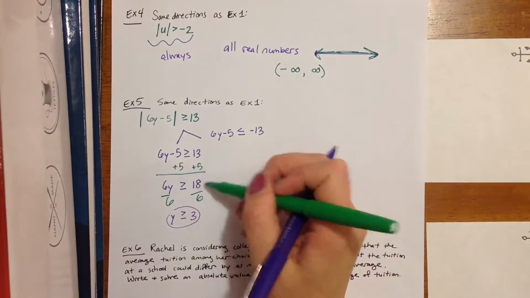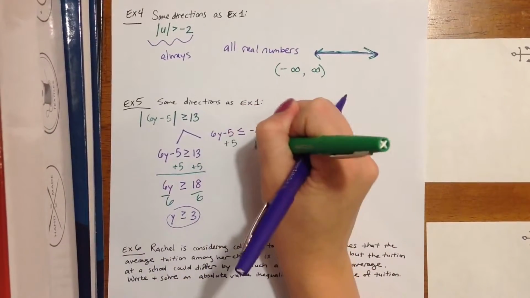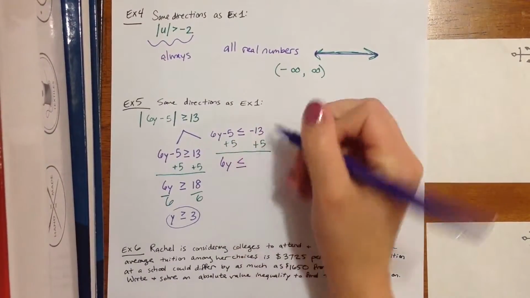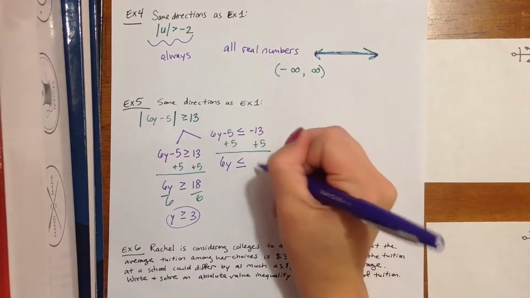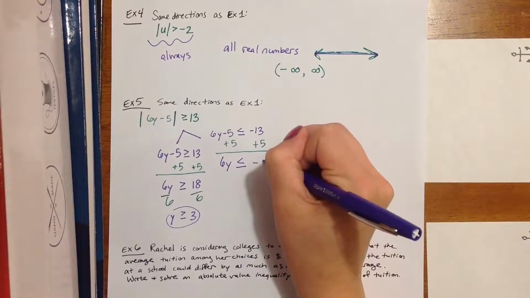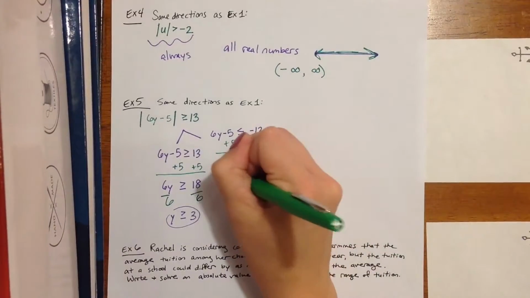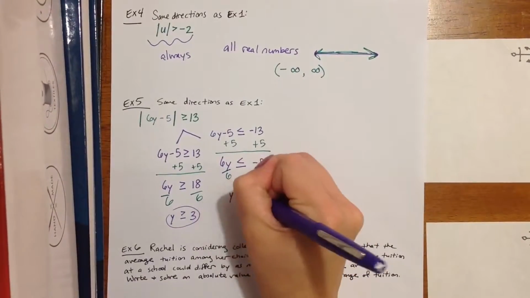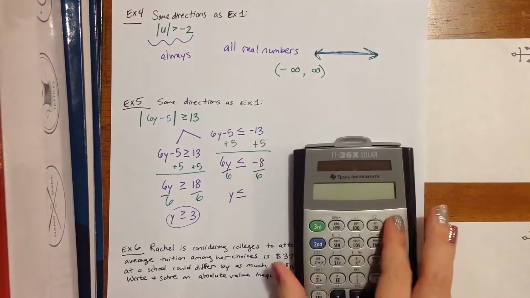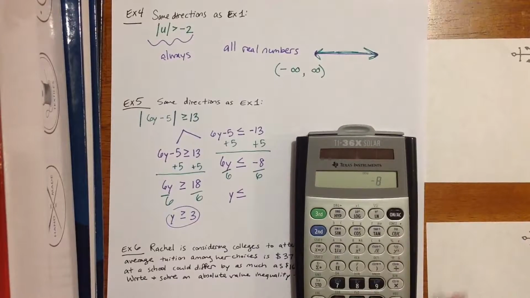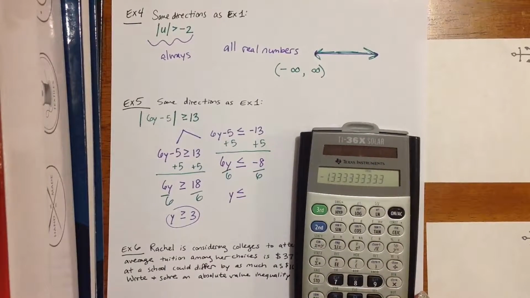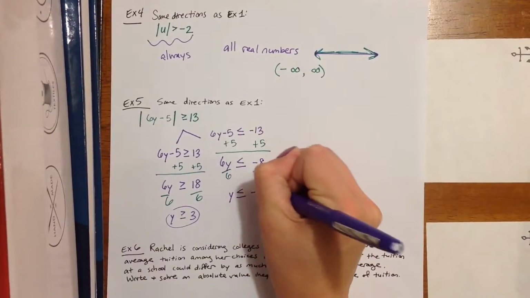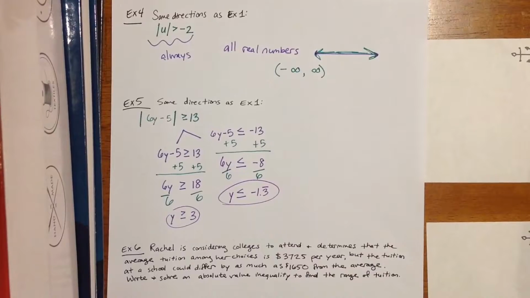Now, notice the steps are going to be very similar over here. I'm going to add 5. So I have 6y is less than or equal to, now I am dealing with -8. -13 plus 5, I have -8. When I divide by 6, again, I'm going to get a slightly different answer than over here. I get y is less than or equal to, and I'm going to go to my calculator to get the correct decimal. I have -8 divided by 6. I get -1.3 repeating. So these are my two branches.